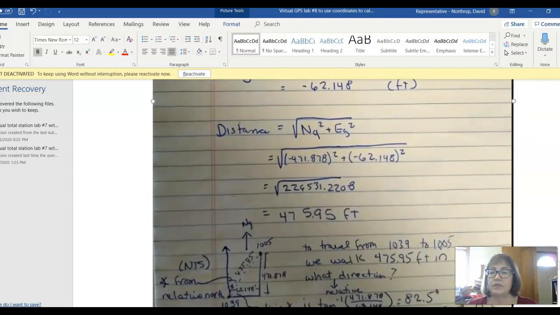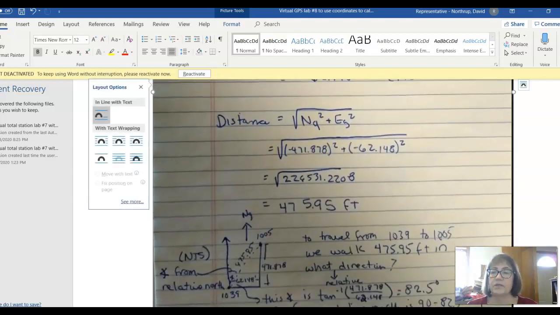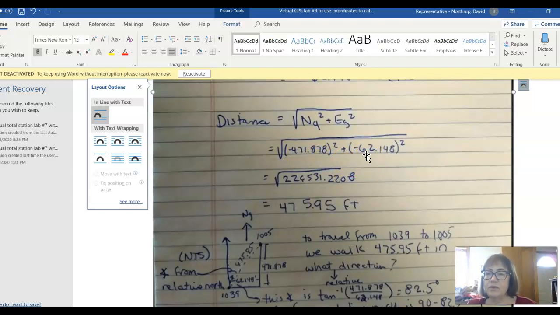Since north and east are perpendicular to each other, I can use the theorem of Pythagoras. This should have a delta in front of it, okay? So the change in my northing, which is negative 471.878, and the change in my easting, negative 62.148, I square each of those individual values, add them together, take the square root of that sum, and I get 475.95 feet. That means that those two points, 1005 and 1039, are 475.95 feet from each other.